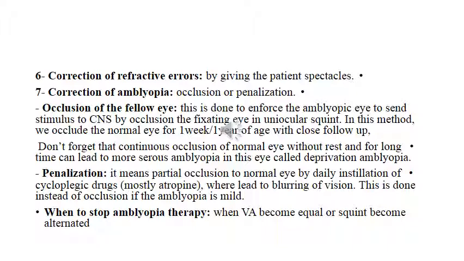If amblyopia is mild, we can use penalization, but if amblyopia is severe, occlusion is the best option. We stop amblyopia therapy gradually when the visual acuity becomes equal to the other eye.